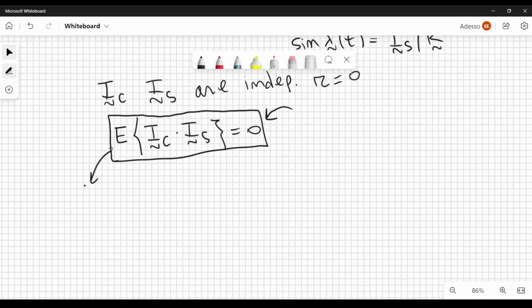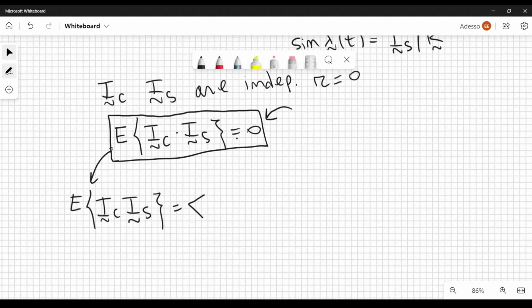And how can we do that? Now, let's do it here. We have to take the expected value of the product between I sub c and I sub s. And this will be some kind of average that I'm going to indicate with these angular brackets. And the average will have to be taken over the phases phi sub n.